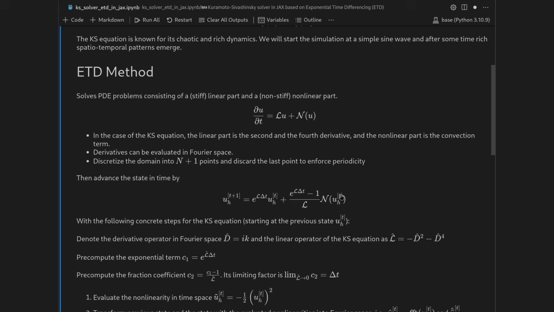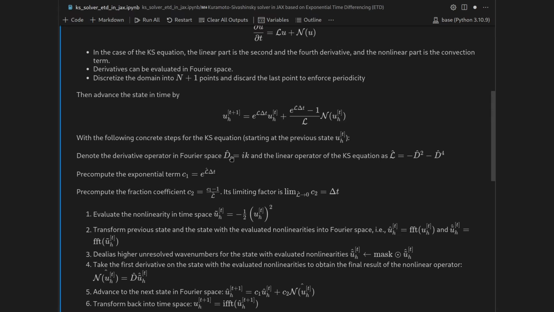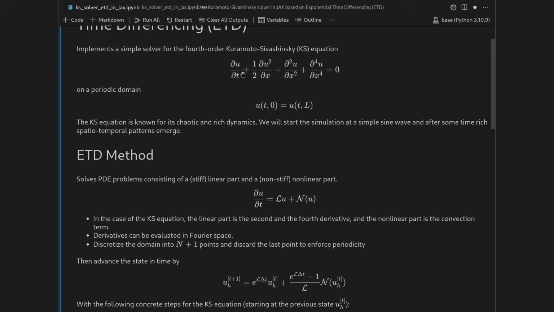Let's look in detail how we can use this method to solve the KS equation. For this, let's introduce some abbreviations. We will use d hat as our derivative operator in Fourier space. This is given by the imaginary unit times the wave numbers. And then we will build the linear differential operator very easily as minus d squared minus d to the power of 4. And we will get a minus here because the general form for ETD methods assumes that the parts that do not contain time derivatives are on the right-hand side of the equation. And in the KS equation, you see those terms are on the left. So if we move the second and the fourth derivative to the right, we will get the minus sign here.